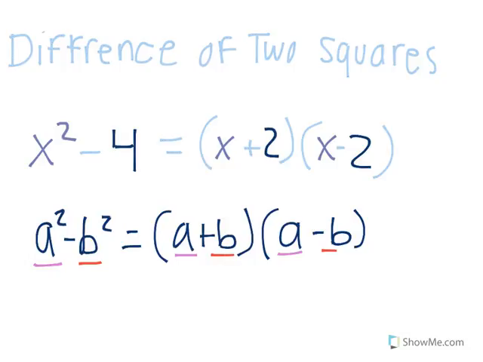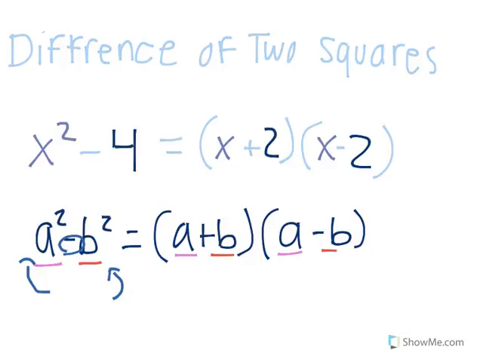So this is called difference of squares. If I had a number that was the square of another number, a perfect square, and another number that was also a perfect square, and I was subtracting them, I could just put them into this format: a plus b times a minus b.